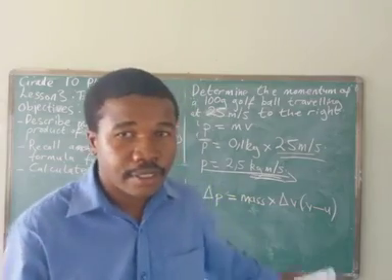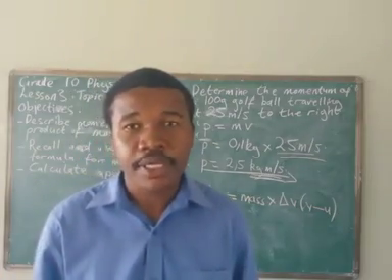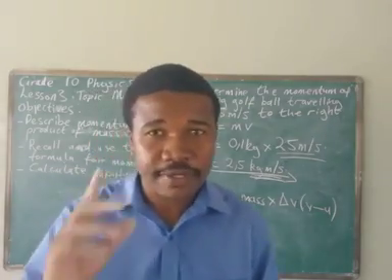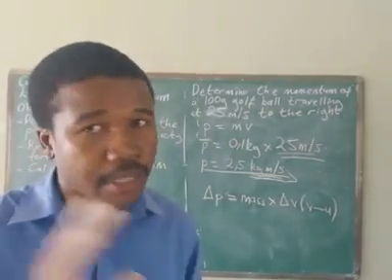Delta P is equal to mass multiplied by change in velocity.